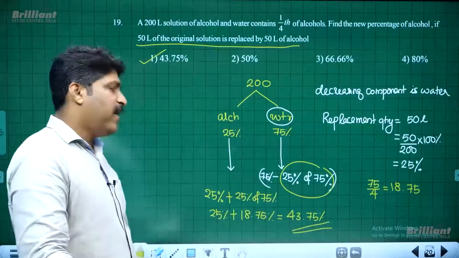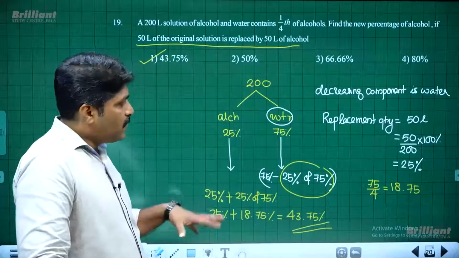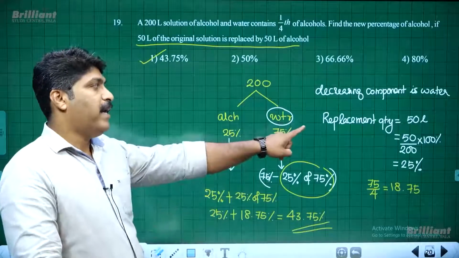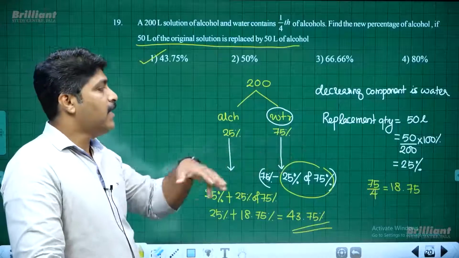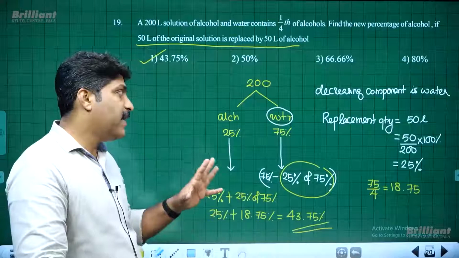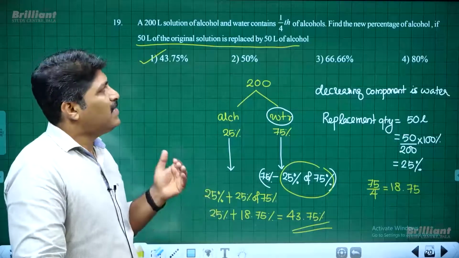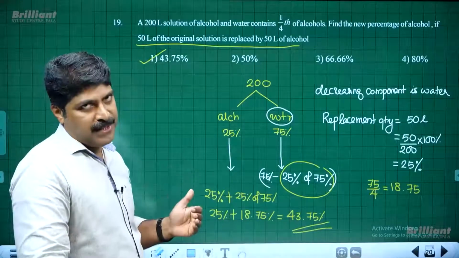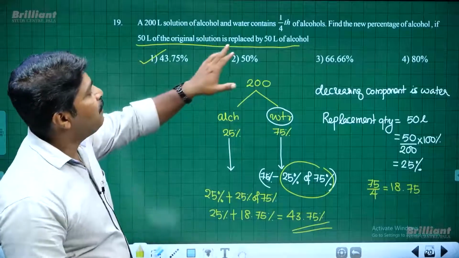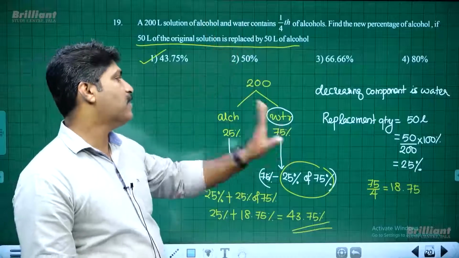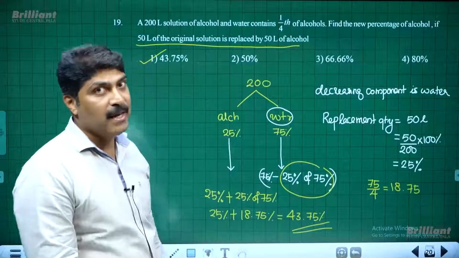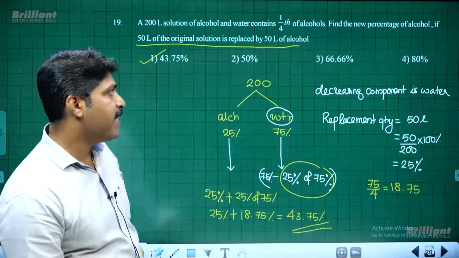Understand? This way we can catch the answer to this type of question easily. But understand the concept here. We are considering what percentage the replacement quantity is of the total quantity, and based on that idea we are developing this concept. So this is a very simple type of operation. In these questions, 1/4 of alcohol is there, then 3/4 of water will be there. So always consider the diminishing component, and based on it we can catch the answer.